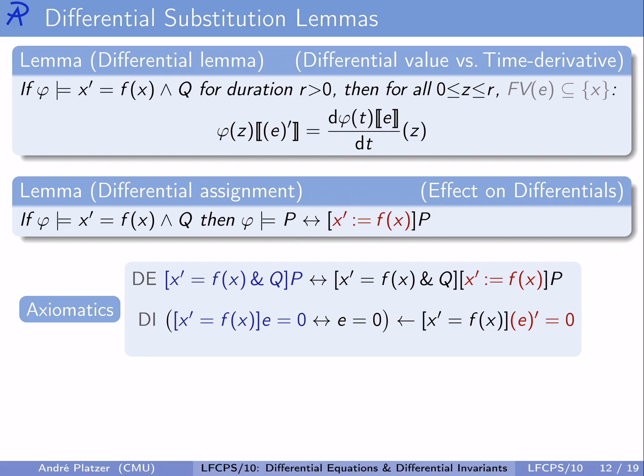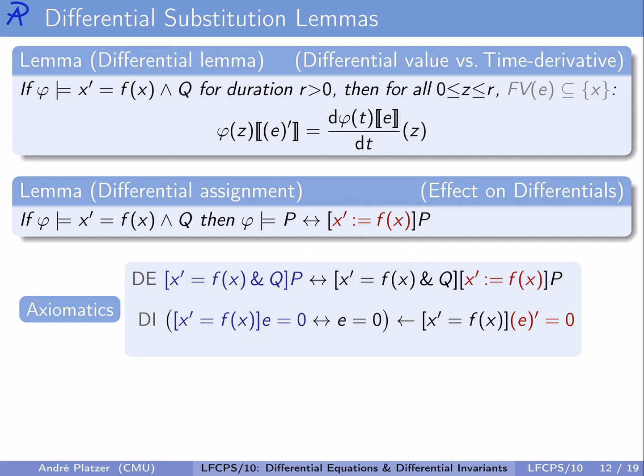Let's understand what we can do to capture the differential assignment lemma, which is a semantic principle, and make it accessible as an axiomatic reasoning principle in our logic. Well, since along a solution of a differential equation x prime equals f of x and q, it is always the case that a formula p is true if and only if p is true after assigning the value of the right-hand side f of x into the prime variable x prime.